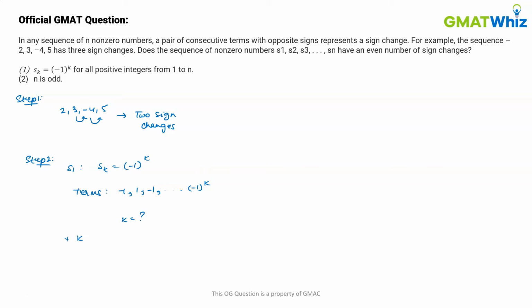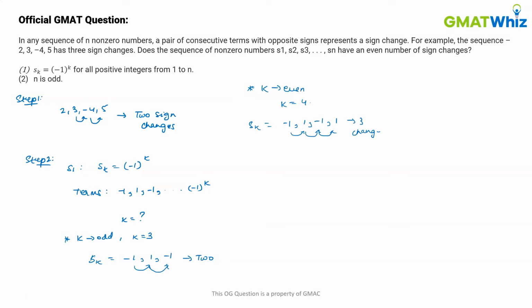So, suppose k is equal to 3, then the terms of Sk will be equal to minus 1, 1 and minus 1. So, the number of sign changes here is 2, which is 1 less than 3. Similarly, if k is even, let's assume the value of k to be equal to 4, then the sequence Sk will be given by minus 1, 1, minus 1 and 1. So, in total, there are 1, 2 and 3 sign changes. Again, this is 1 less than the value of k.